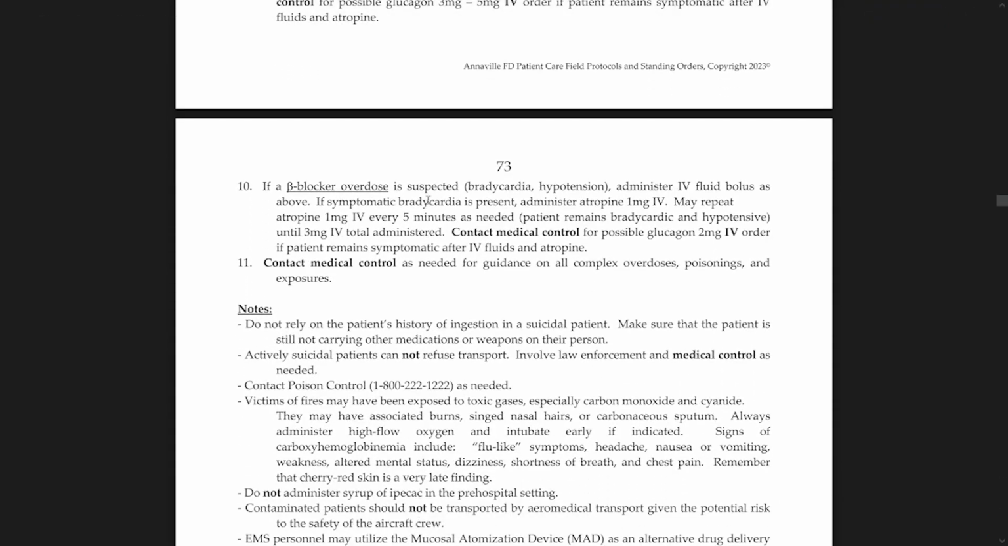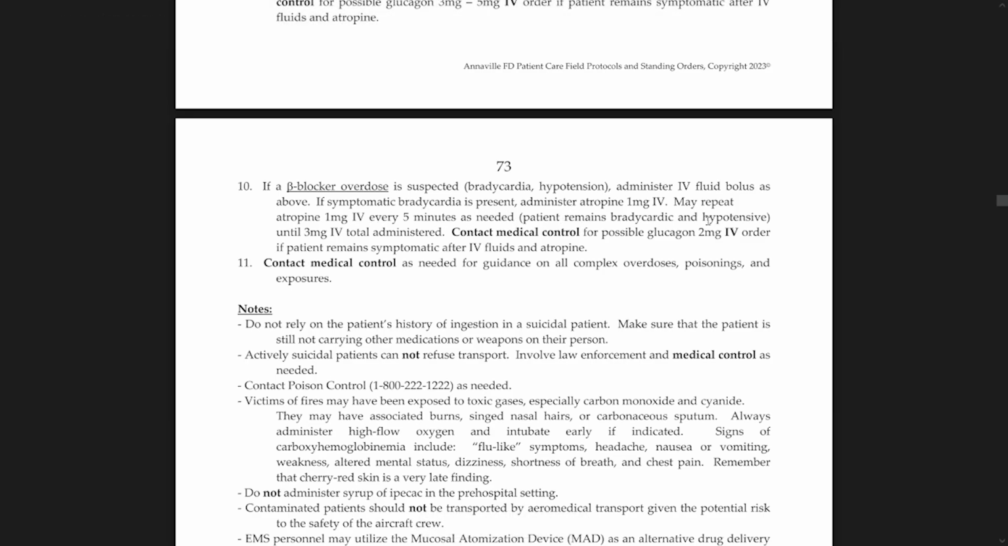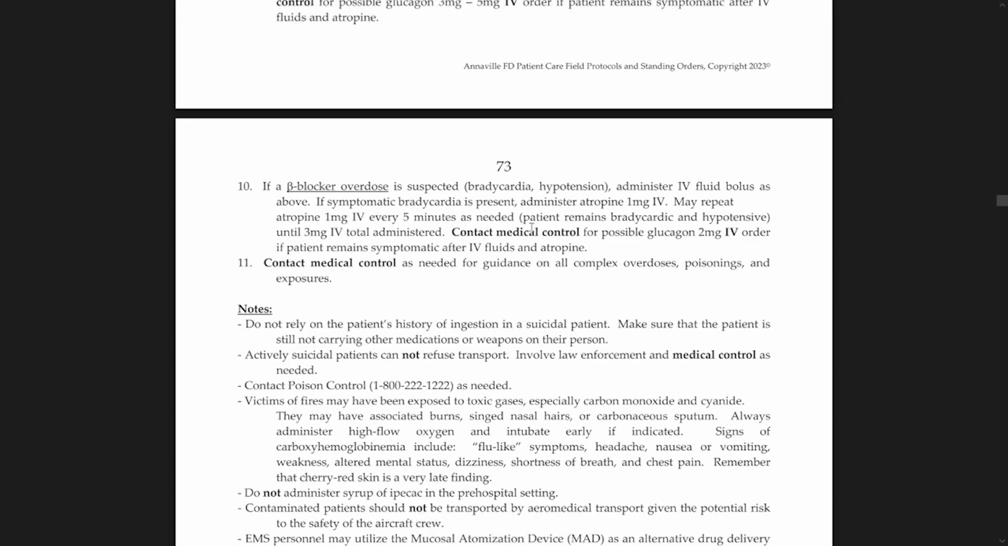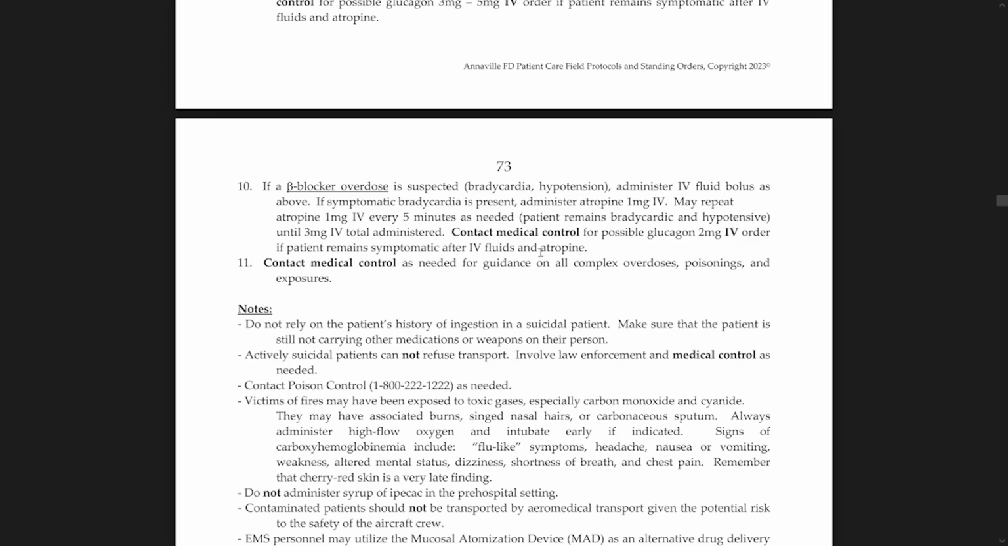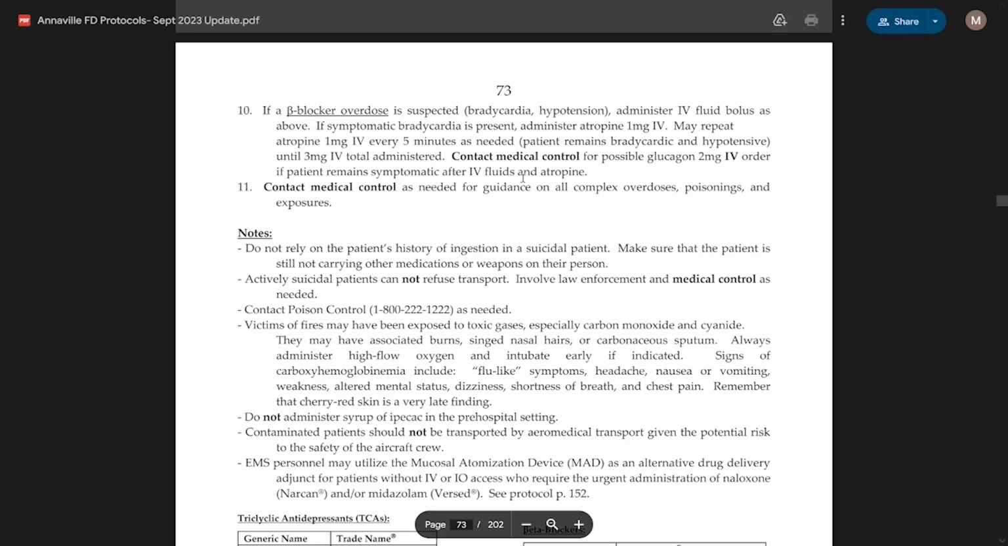A beta blocker overdose is suspected if they have bradycardia or hypotension. Administer IV fluid boluses as above. If symptomatic bradycardia is present, administer atropine at 1 milligram via IV. You may repeat the atropine 1 milligram via IV every 5 minutes as needed, if the patient remains bradycardic and hypotensive, until 3 milligrams has been administered in total. Contact medical control for possible glucagon at 2 milligrams IV if the patient remains symptomatic after IV fluids and atropine use. Contact medical control as needed for guidance in all complex overdoses, poisonings, and exposures.